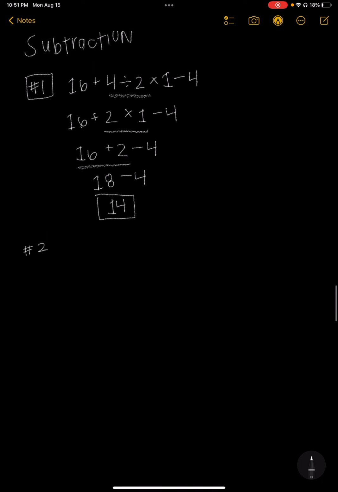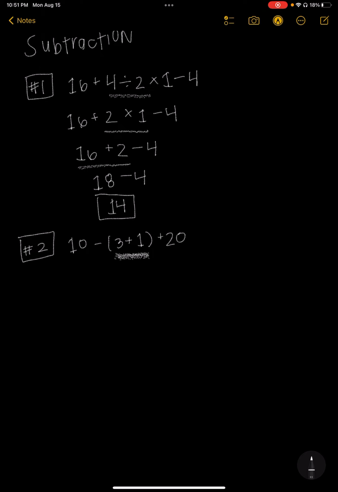Okay, so let's see, 10 minus 3 plus 1 plus 20. All right, so this one only has addition and subtraction, but notice that it also has the set of parentheses in the middle. Because it has the set of parentheses in the middle, automatically that has to go first. No matter what's inside the parentheses, it has to go first. So I'm going to just underline the parentheses.